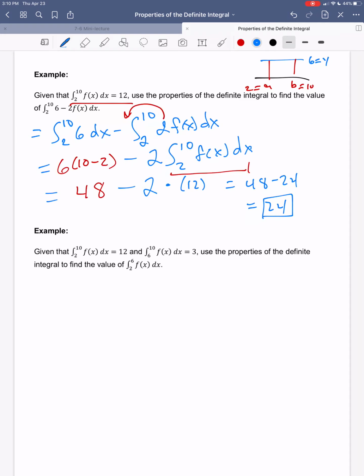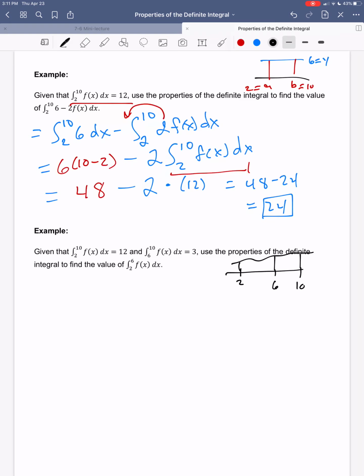All right, now one other example. Let's say we have this integral from 2 to 10 is still 12, but now I know the integral from 6 to 10 is equal to 3. Can I find the value of the integral from 2 to 6? Well, sure. This is that idea we were talking about here. There's 2, there's 6, and there's 10, and I would have some integral.